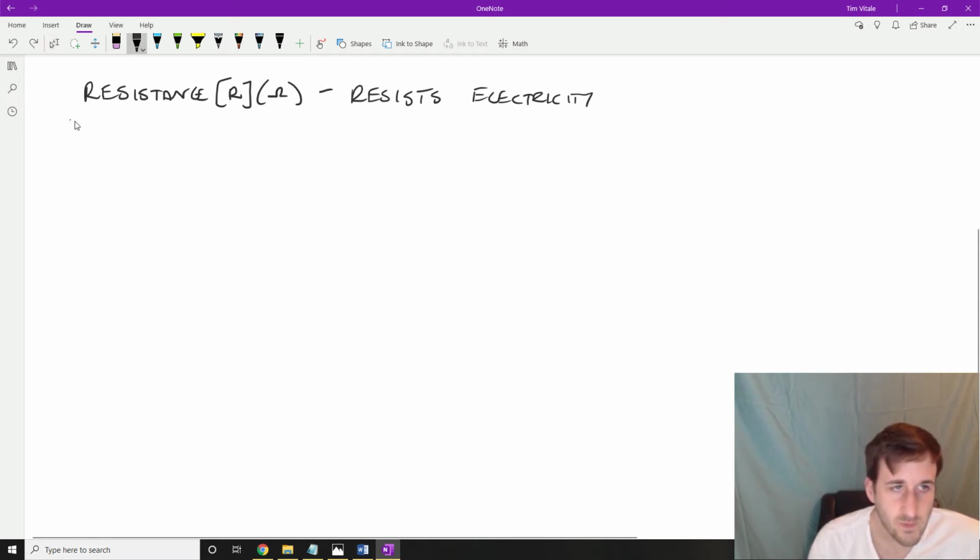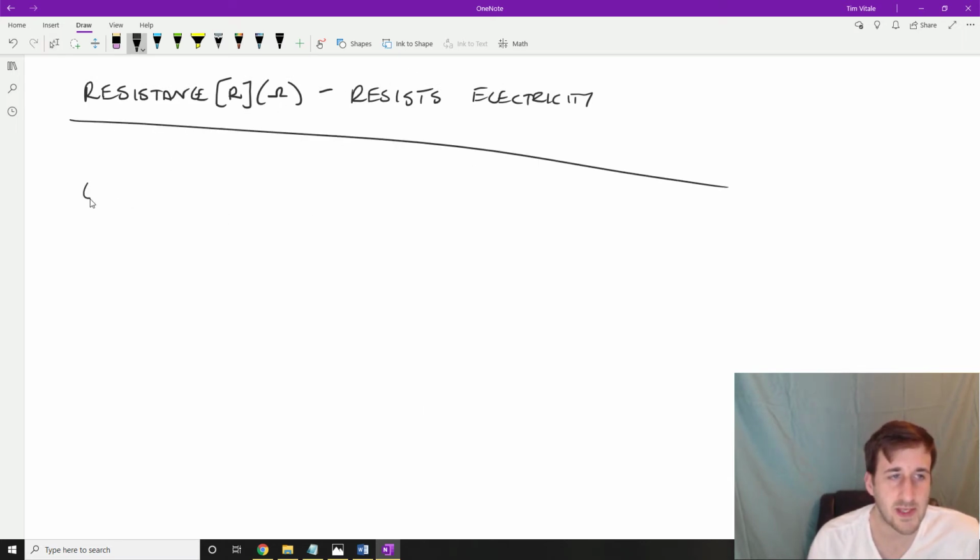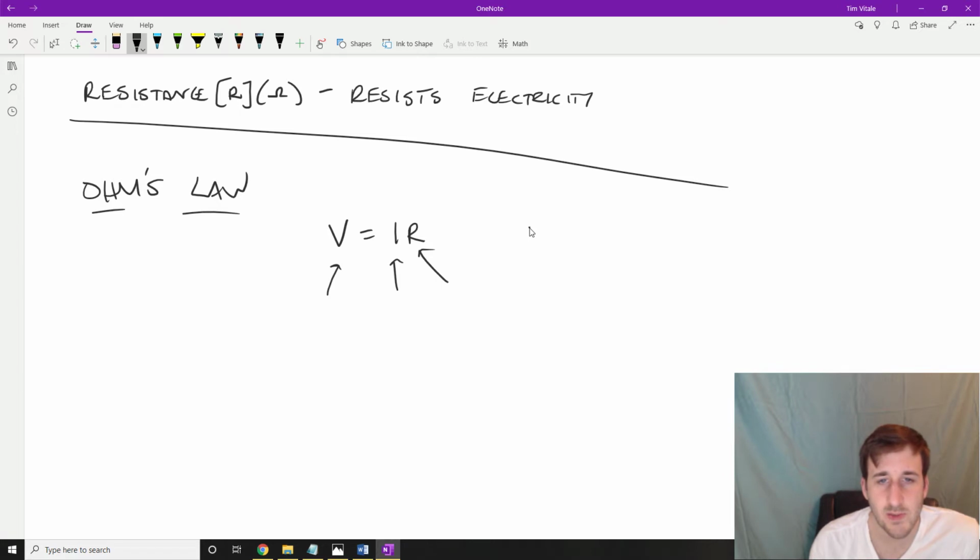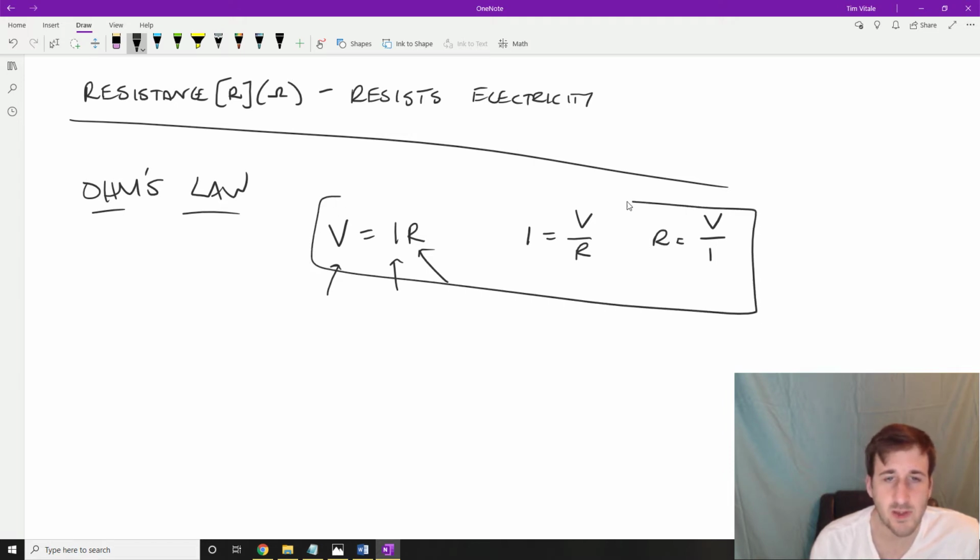So those are the three most important things, and those three things together are related to each other in a way that's called Ohm's law. And Ohm's law looks like this: V equals IR, where V is voltage, I is current, and R is resistance. It can be rewritten in different ways, so we can have current is equal to voltage over resistance, or resistance is equal to voltage over current, or V equals IR. These are all the same equation, they're just rewritten three different ways. No big deal.